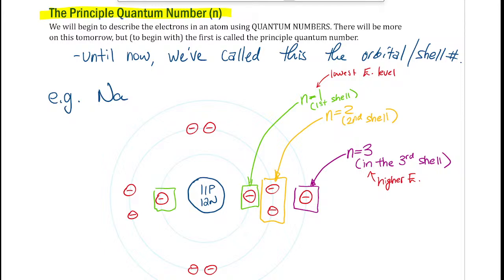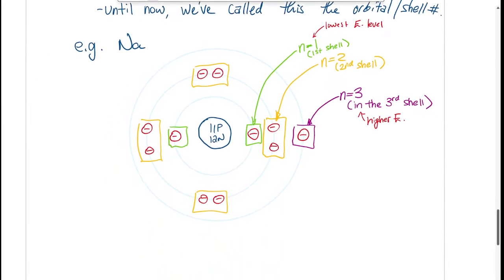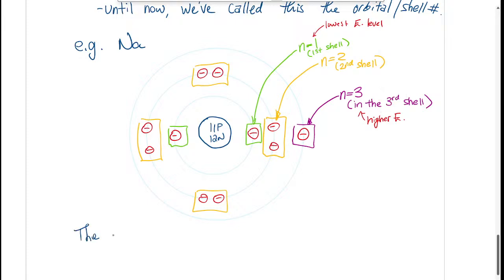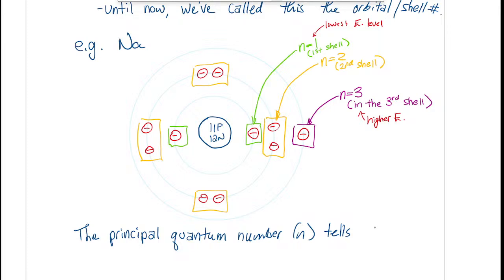So quickly, all of these electrons are also described by saying they have an n value of 2. Excuse me. So the principal quantum number n tells us which orbital an electron is found in.